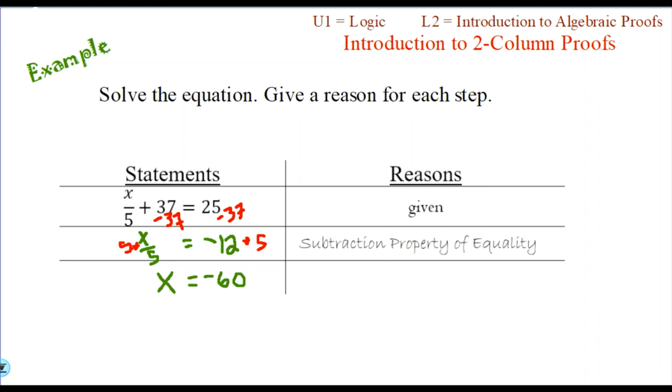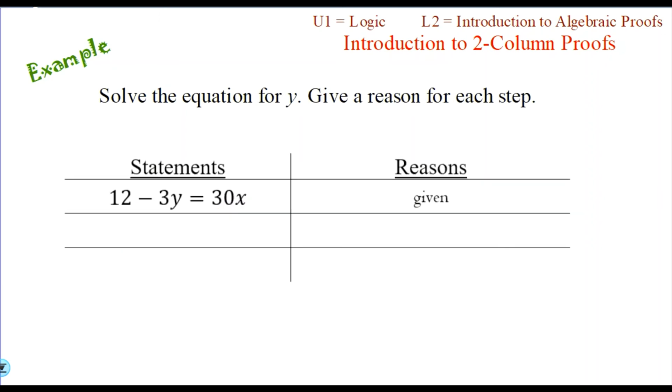How do I know it's a true statement? Because the multiplication property of equality tells me it is. I had a true statement, and I multiplied both sides by 5. That's how you do these problems. There's a 2-column algebraic proof right there. These are pretty simple ones.